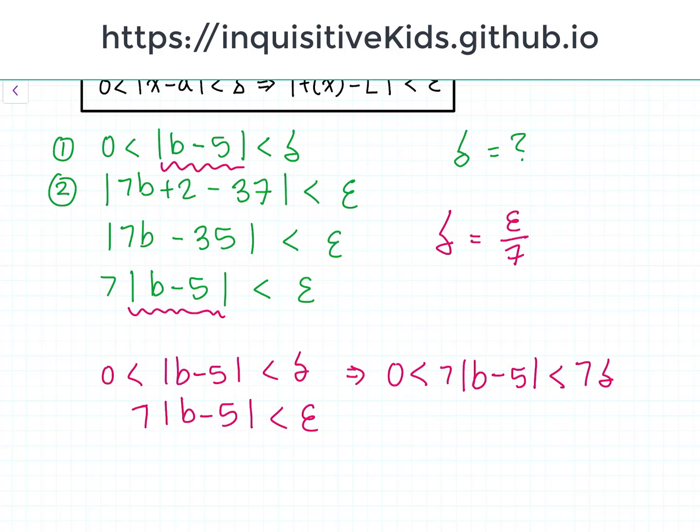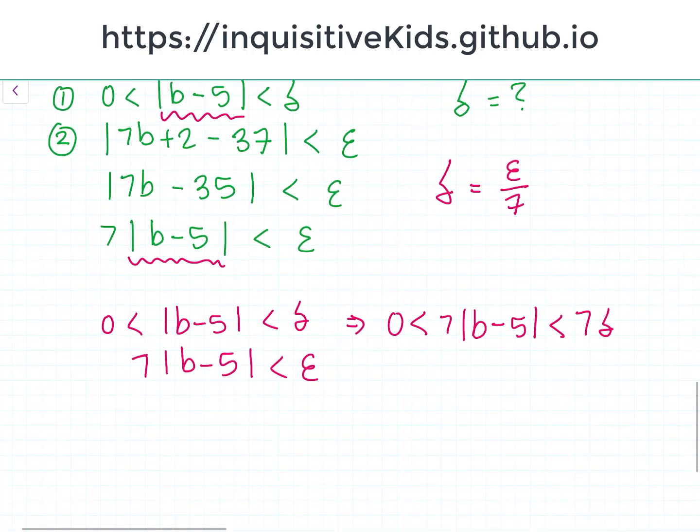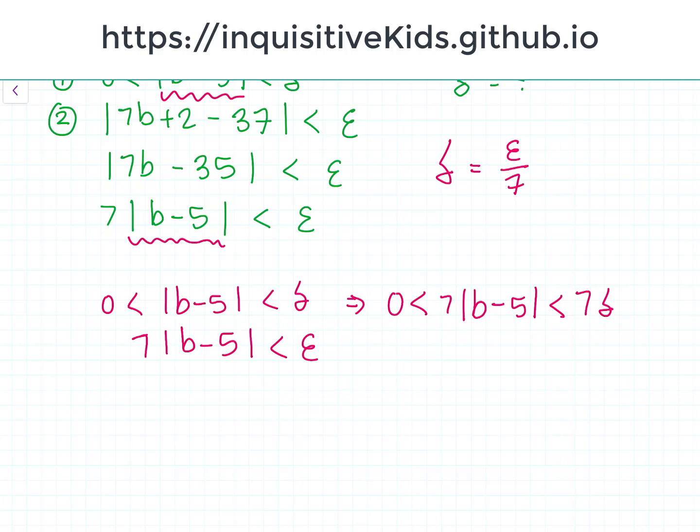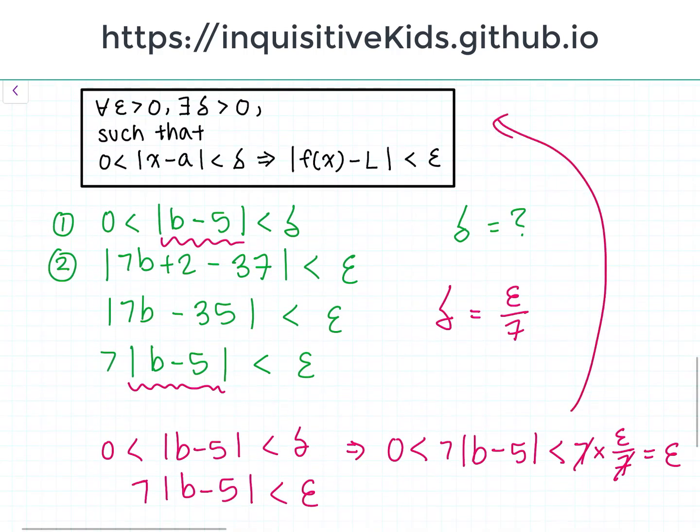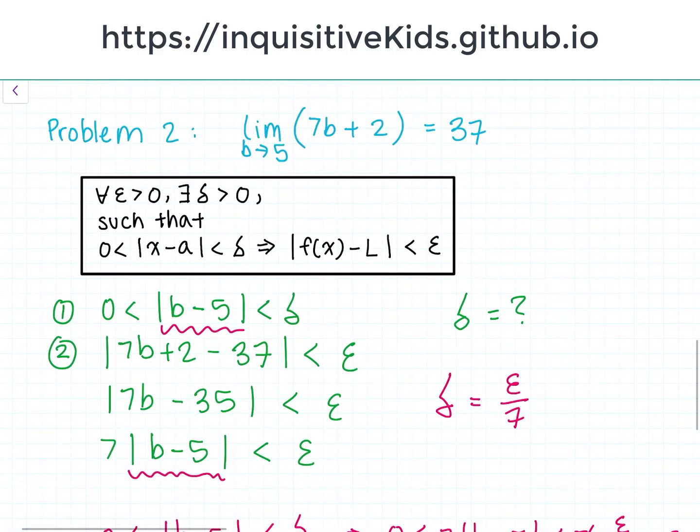So if we set delta as epsilon over 7, this will automatically be true, right? Because if you replace 7 times delta with 7 times epsilon over 7, this will cancel out and give you epsilon. So this immediately goes back to our original definition, and if this satisfies the definition of a limit, then it means that this is indeed the limit of this function, and we have proved that this is a limit.